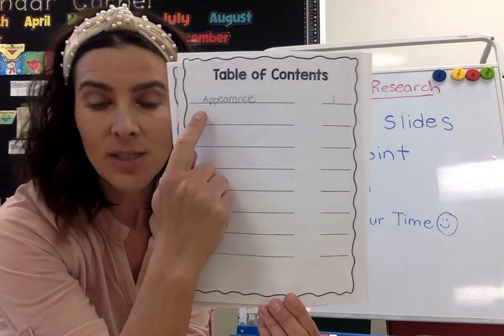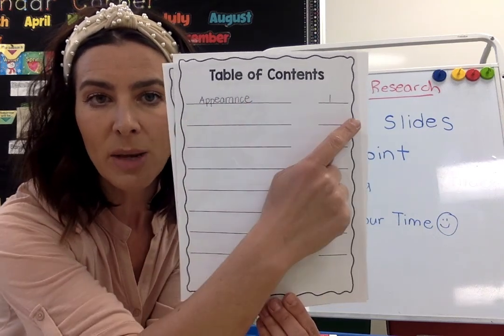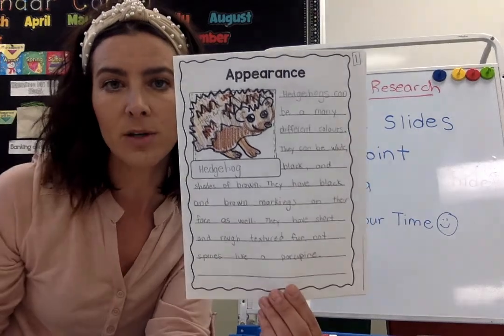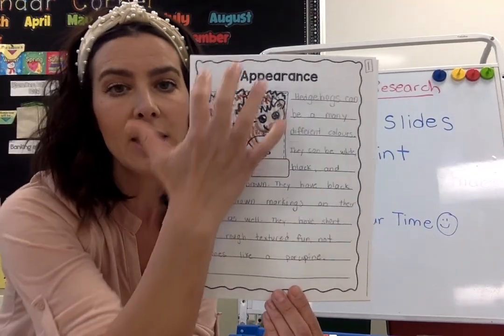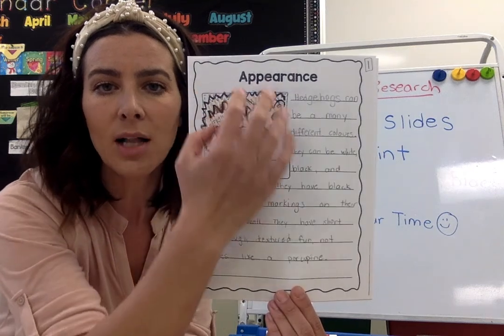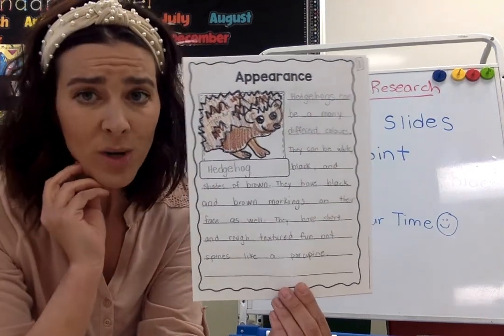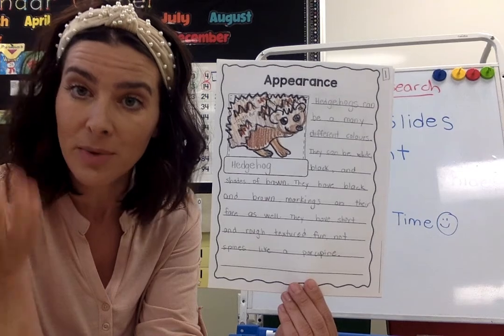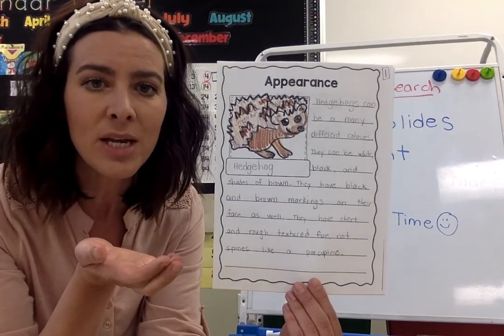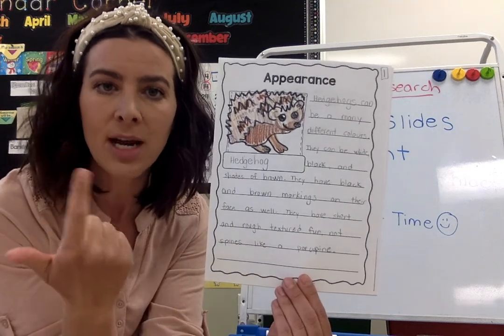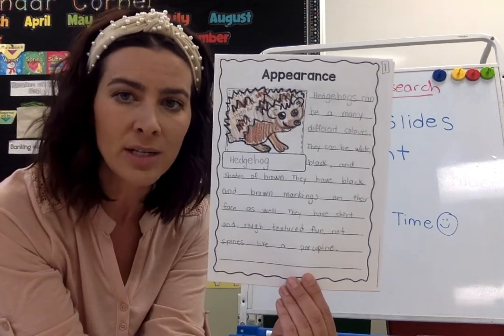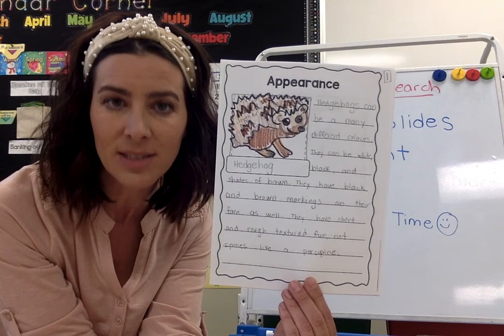Now, I did do a sample of appearance. So appearance is page 1. If I go to my first page, there it is, appearance of my hedgehog. Now, I have taken up all the space. I've used the colors that are realistically on a hedgehog. From my research, I found out what colors it would be. I have filled up the page with my information. I've done tidy printing. I've left spaces. I used capitals and periods. I've read over my work to be sure it made sense.